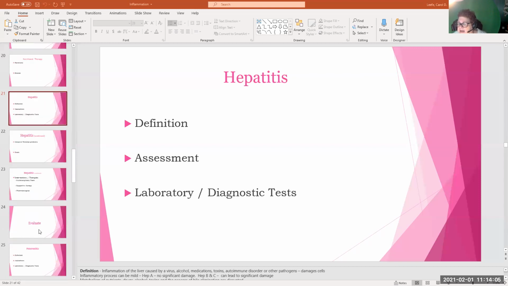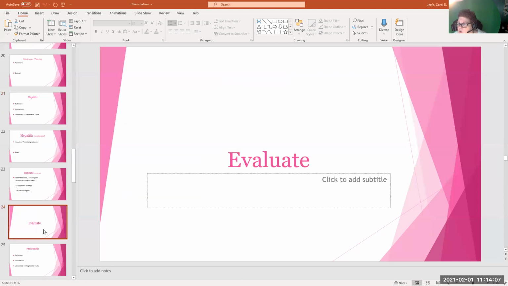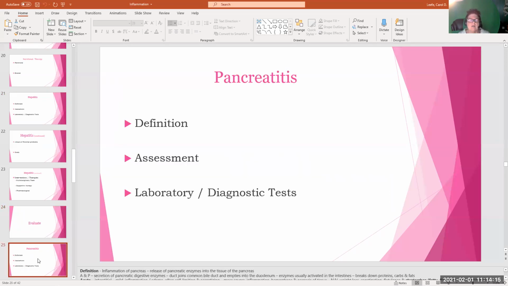And of course, we want to evaluate how all this is working. Are they able to start eating? Are they still nauseated? If they're nauseated, what is the drug of choice nowadays? Phenergan. No. Okay, ondansetron. It's Zofran, or ondansetron is the generic for Zofran. Phenergan causes what besides relief? Sleepiness. Okay, it has the sedative effect.